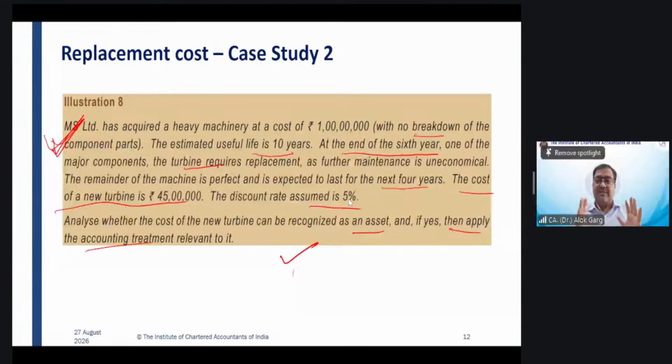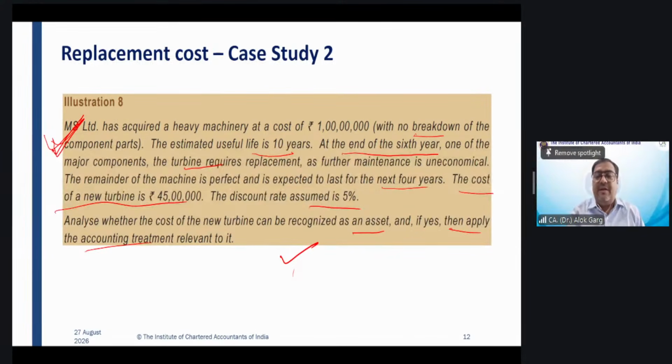So this is the fact we understood, and at the end of the 6th year, one component, the turbine, got replaced at 45 lakh rupees. Now the total carrying amount is 40 lakh rupees. This turbine got replaced at 45 lakh rupees. We don't know what was the value of the turbine component when this machine was purchased. So what should we do?